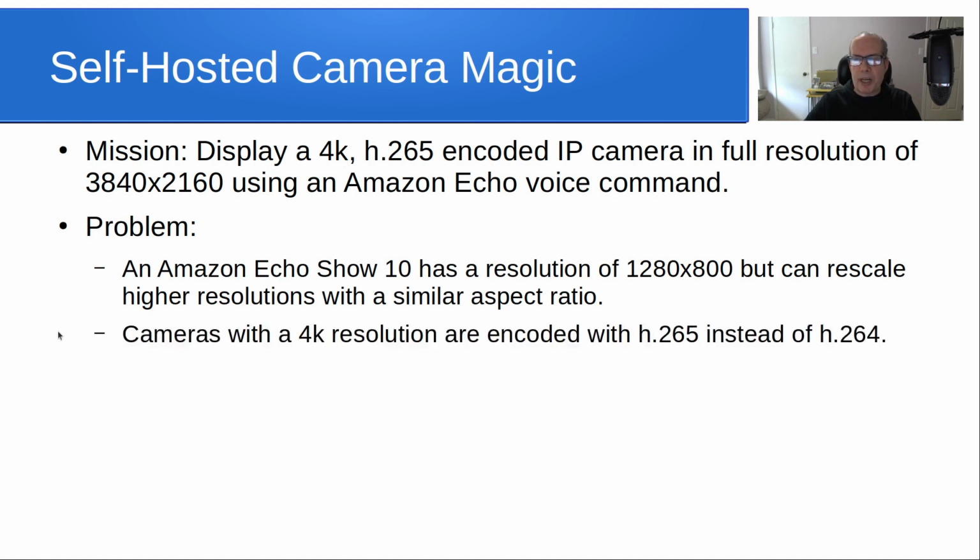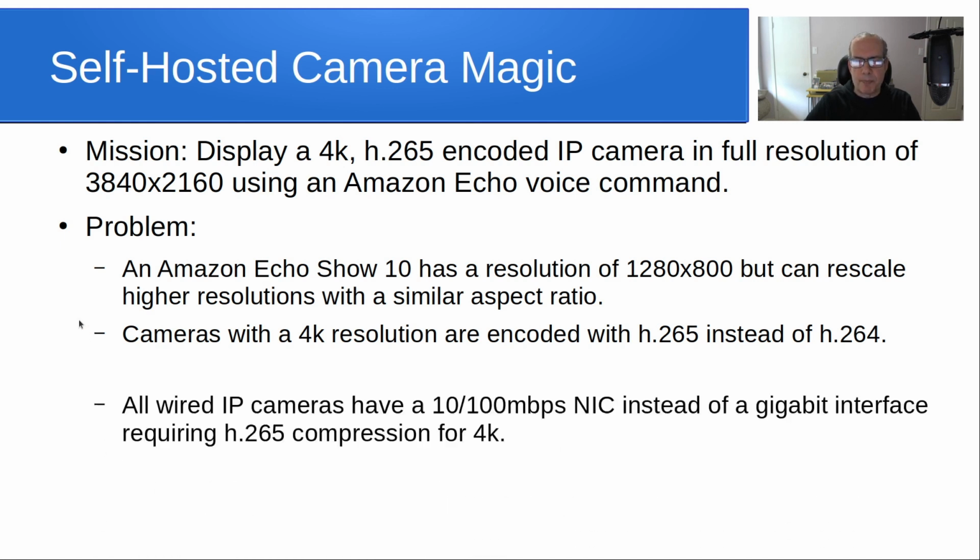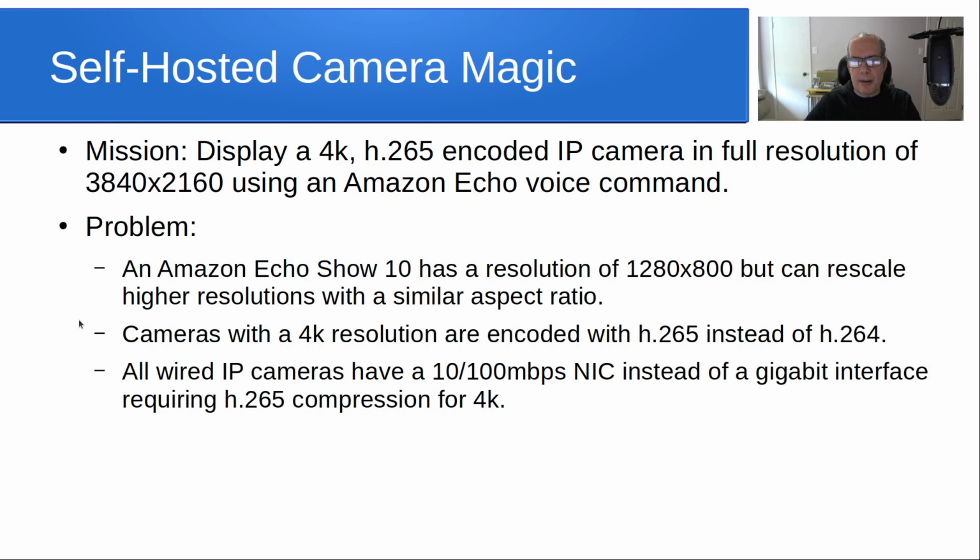Cameras with a 4K resolution are encoded with H.265 instead of H.264. H.265 is a great codec, and it gets over double the compression rate of H.264, but not without some shortcomings. All wired IP cameras I've been able to find have a 10/100 NIC installed in them instead of a gigabit interface, and that's what requires H.265 compression for any 4K video source.